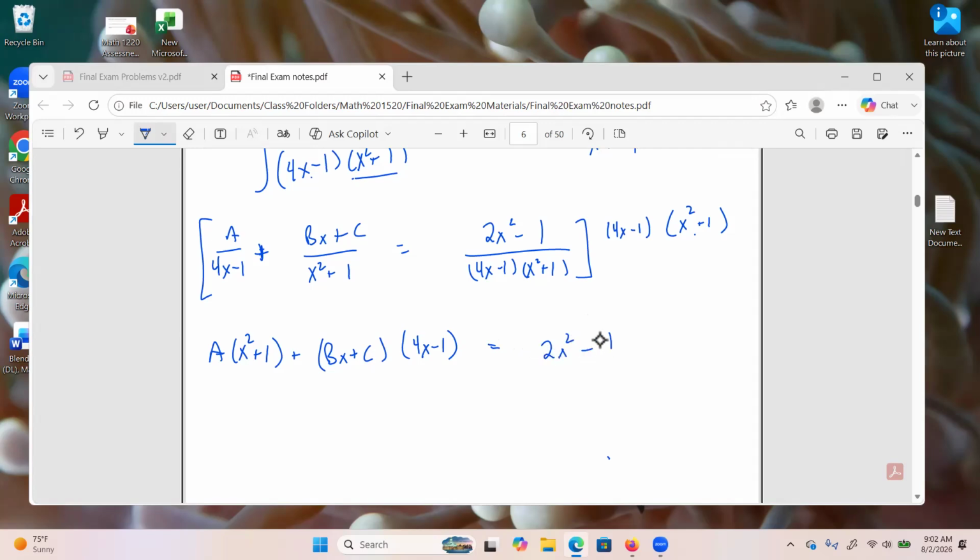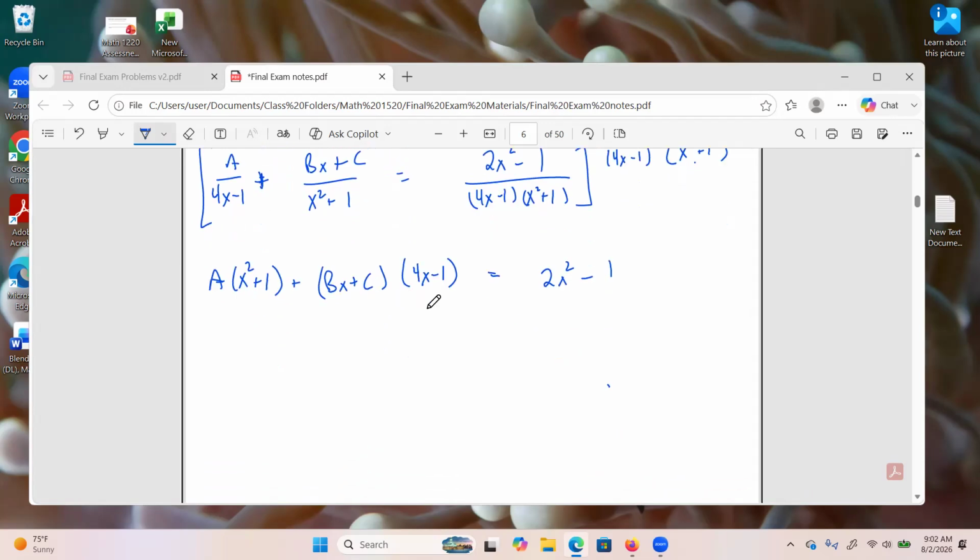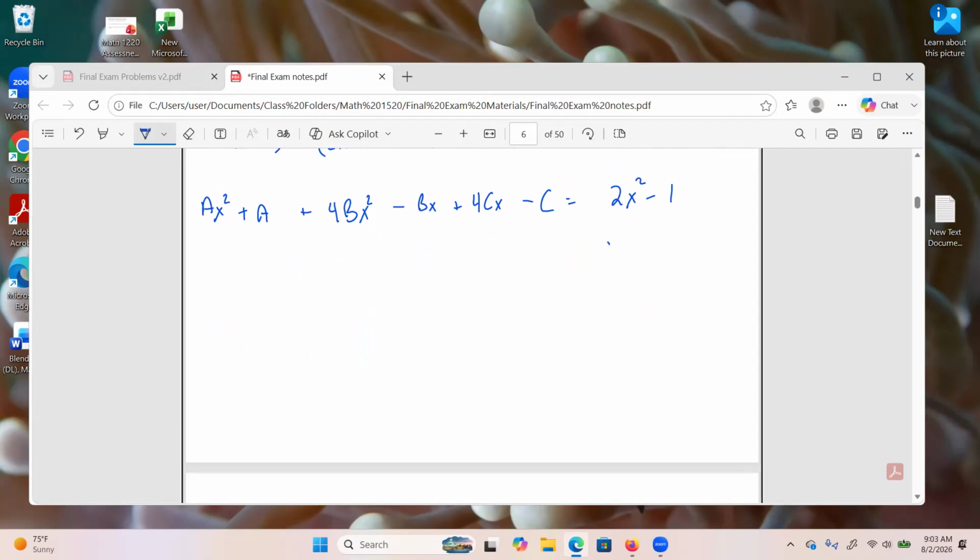That was the point. Okay, so I've got A(x squared plus 1) plus (Bx plus C)(4x minus 1) equals 2x squared minus 1. Let's expand this out. We've got Ax squared plus A, just FOILing this out, plus 4Bx squared minus Bx plus 4Cx minus C is equal to 2x squared minus 1. That looks like an awful lot of parameters to figure out.